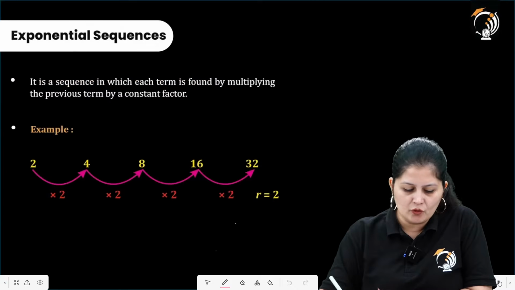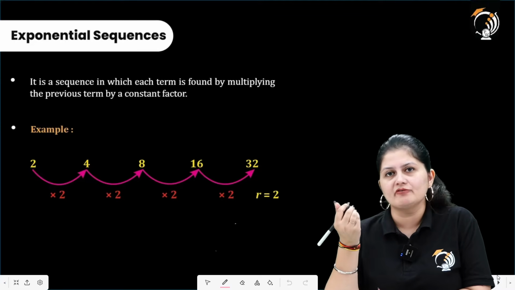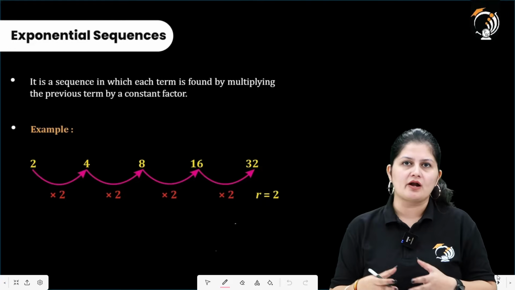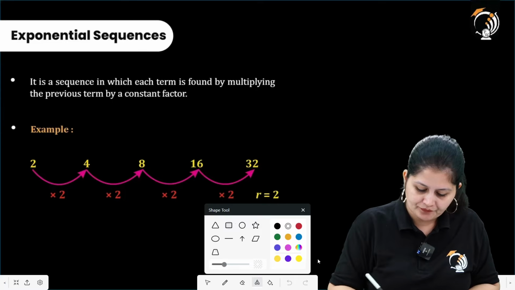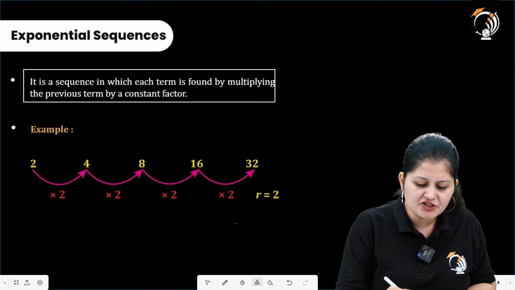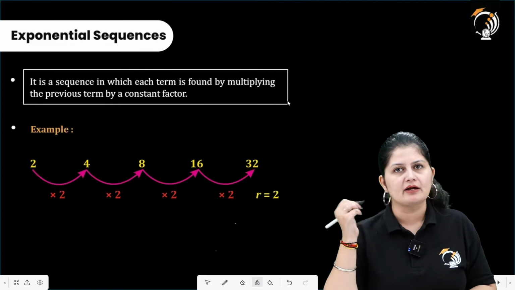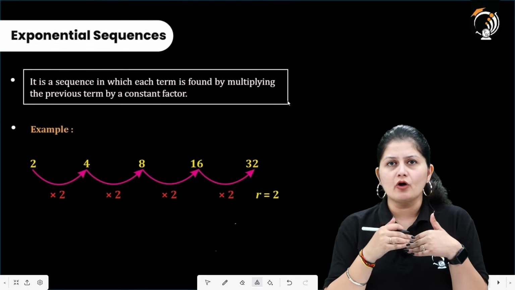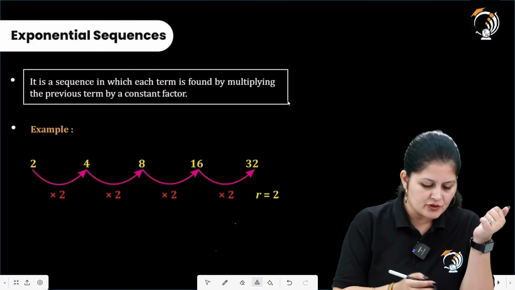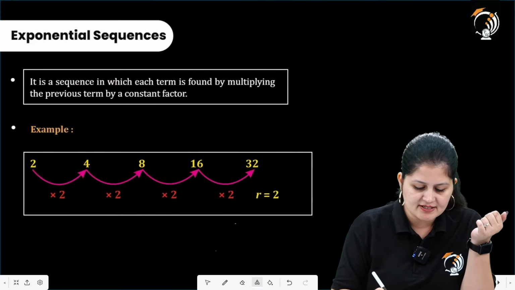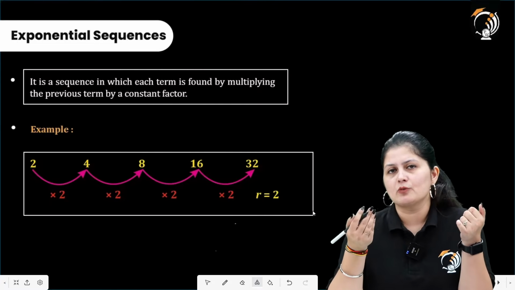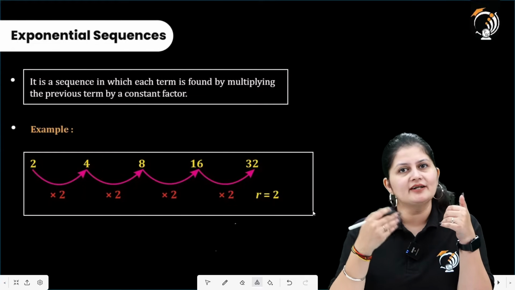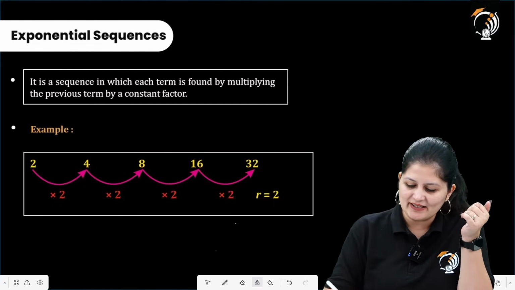Clear? Moving to the next question, the pattern that we are going to learn is an exponential sequence. So let's understand what type of sequence we call an exponential sequence. It is a sequence in which each term is found by multiplying the previous term by a constant factor. So we need to multiply the previous term with a specific value in order to get the next term. For example, 2, 4, 8, 16, 32. What we can observe here is that we are multiplying the previous term with 2 in order to get the next term. That is what we are doing here, correct?